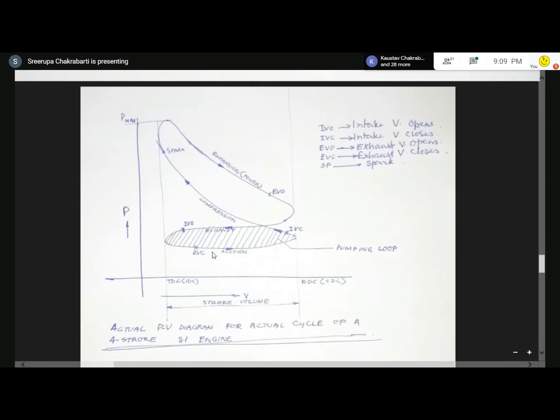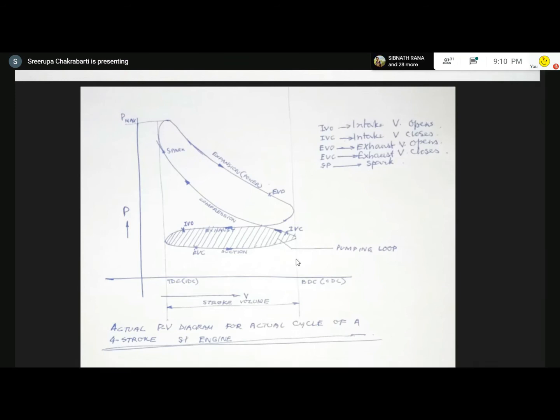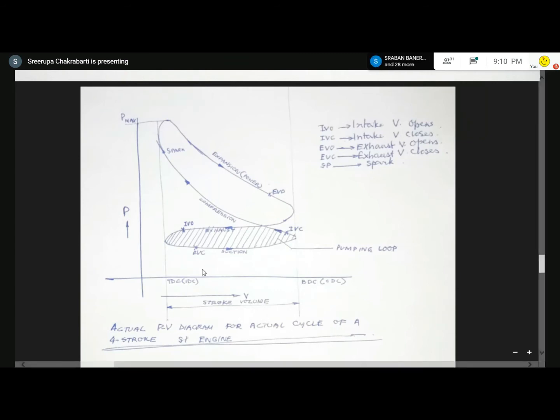Now this suction ends here. So this is the total volume swept by the piston during its journey. This is called the stroke volume. I have written stroke volume. Suppose this volume is, you will see that in the car it is written 1400 cc, 1500 cc, 1600 cc. Cc means cubic centimeter. That is the stroke volume of the car, and that is this volume. Piston swept volume or displacement volume or stroke volume.